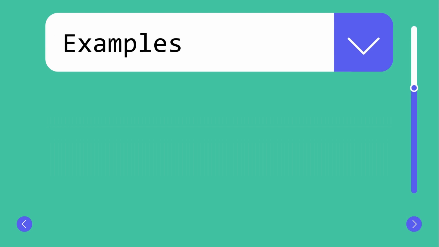Now let's have examples applying the definition of negative exponents. First, we have 3 raised to negative 5. For this example, let's take the definition of negative exponents. So this will become 1 over 3 raised to 5. And if we further simplify the denominator, this will become 1 over 243.